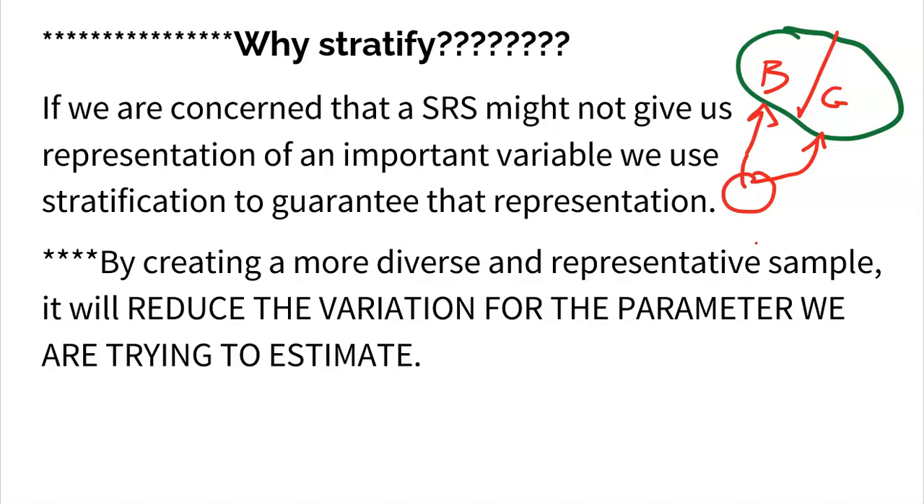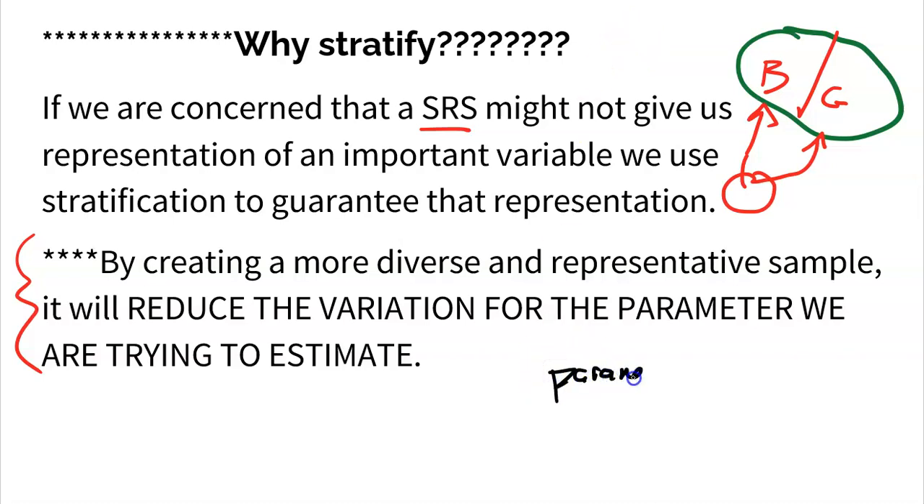By creating a more diverse and representative sample, it will reduce the variation for the parameter we are trying to estimate. For some students, that's really hard to understand, but this is a really important sentence right here. So think about this. If we did a simple random sample and maybe we got all boys, that could lead to bias, right? Remember, don't forget, we have that parameter.